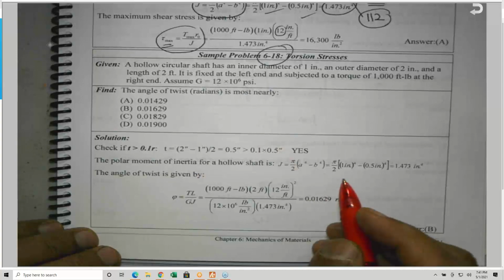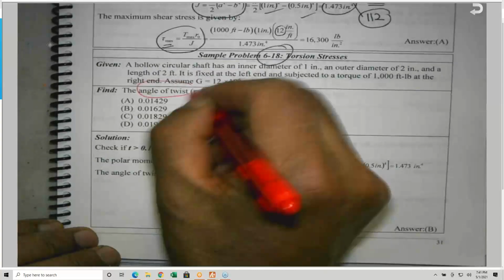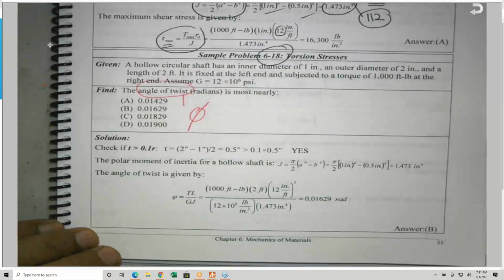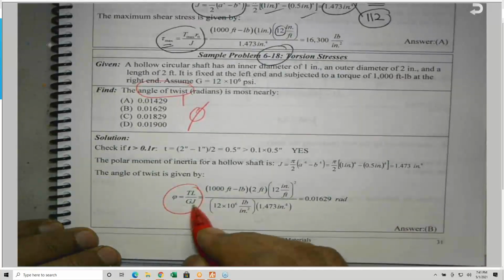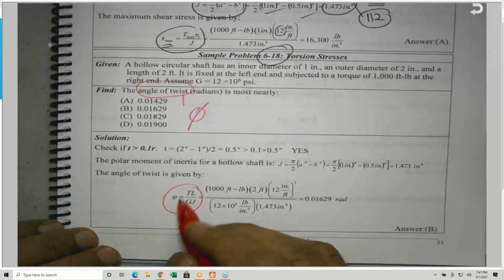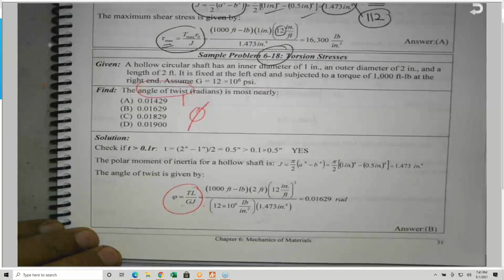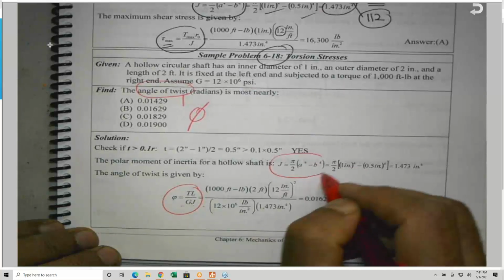Problem 618 is asking for the angle of twist, which is phi. Phi is equal to TL divided by JG, or GJ, much better, okay, order. The polar moment of inertia is here, the same equation.